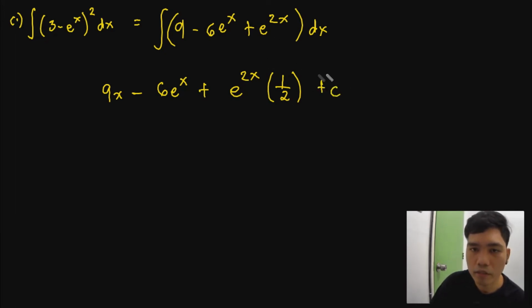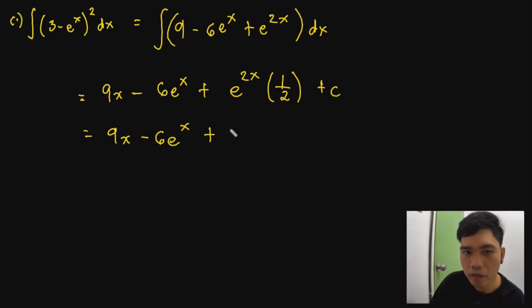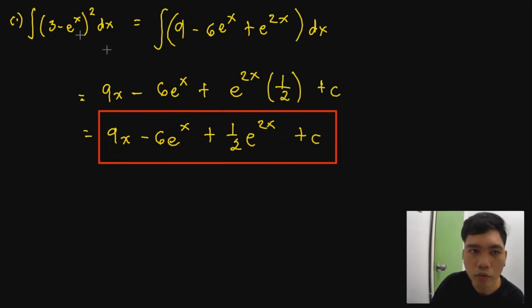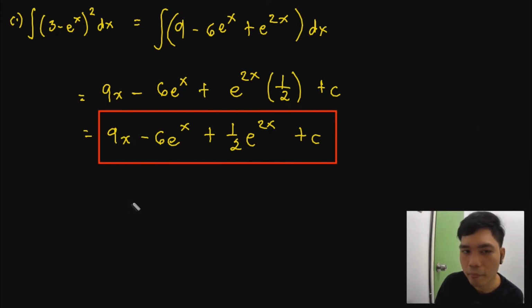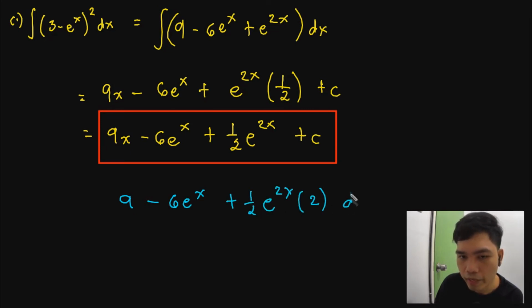So plus c. Actually, we can rewrite this further. So we can say na ito yung 9x minus 6 e to the x plus 1/2 e to the 2x plus c. Okay, so you might be thinking, parang di naman, sir, kamukha nito yung pag-differentiate natin yan. Well, sa unang derivative niyan is hindi talaga yan kamukha. Kasi halimbawa, differentiate natin to, diba? Magiging 9 yan, minus 6 e to the x plus 1/2 e to the 2x times 2 dx. Diba ganyan siya sa una? Okay? And then, kakancel out natin to.